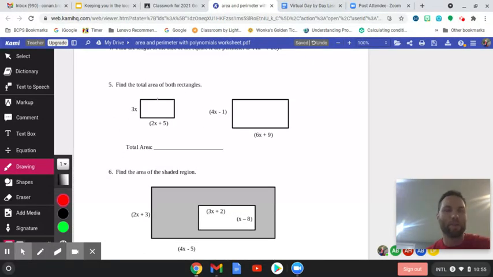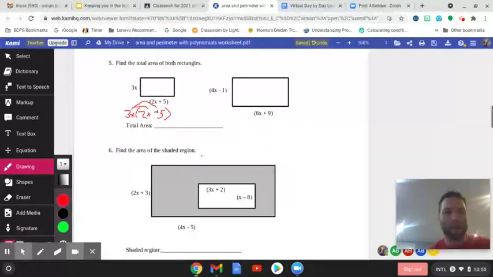Find the total area of both these rectangles. This would be same thing. You have 3x. And then you're going to multiply it. This is 2x plus 5. So you're going to distribute the 3x and multiply it. And your answer is going to be in two parts. It's going to be a binomial, okay? And then same thing right here.